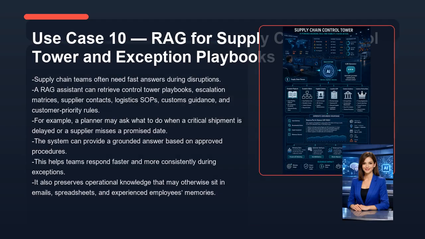Now let's look at use case 10, RAG for supply chain control tower and exception playbooks. Supply chain teams often need fast answers during disruptions. A RAG assistant can retrieve control tower playbooks, escalation matrices, supplier contacts, logistics SOPs, customs guidance, and customer priority rules. For example, a planner may ask what to do when a critical shipment is delayed or a supplier misses a promised date. The system can provide a grounded answer based on approved procedures.